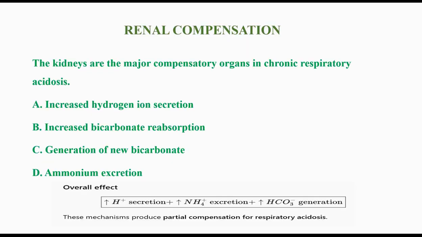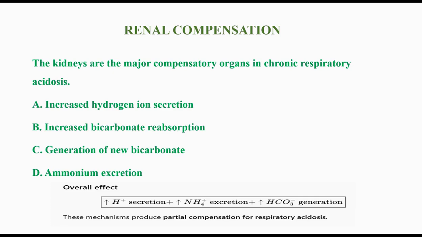Kidneys play a major role in compensating for chronic respiratory acidosis. However, renal compensation is relatively slow compared with respiratory responses because it requires changes in renal tubular transport and mechanisms. First, one important mechanism is increased secretion of hydrogen ions by renal tubular cells. The kidneys actively transport hydrogen ions from the blood into the tubular fluid. This allows the body to eliminate excess acid through the urine.